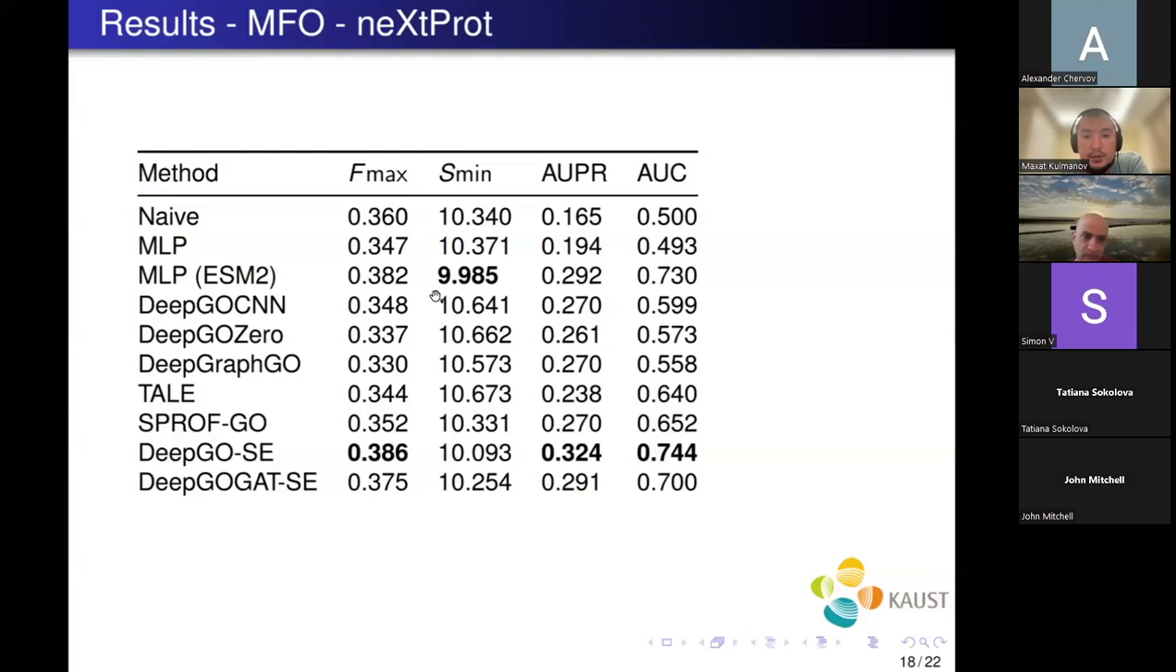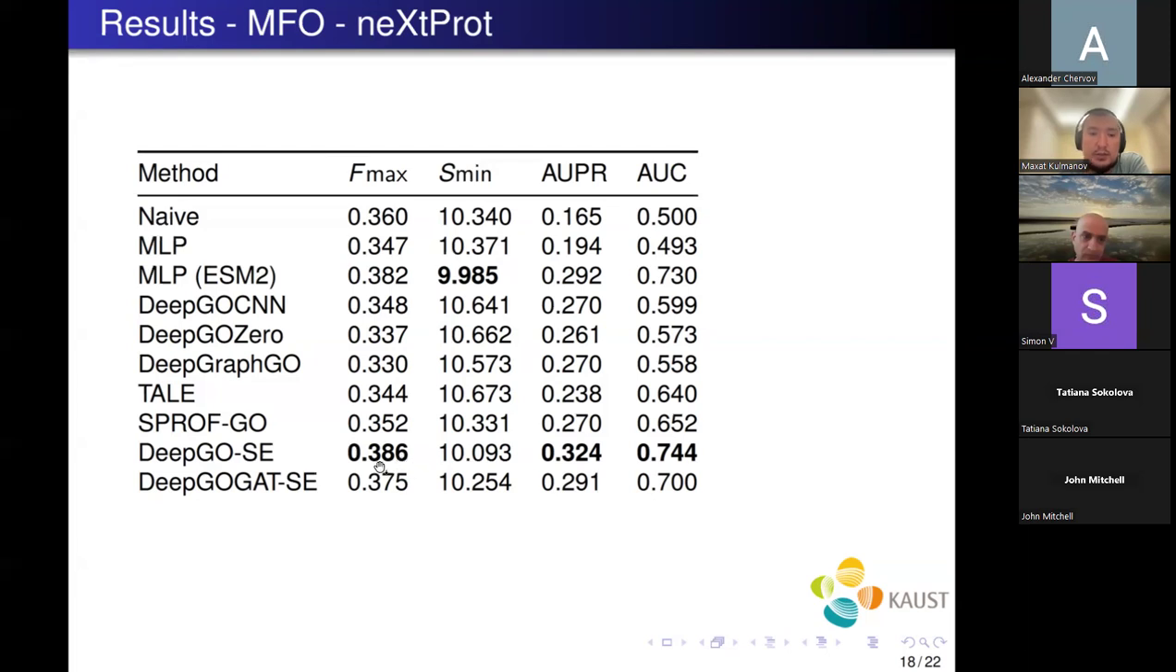They provided us their latest annotations at the time, and there were not many proteins, I think a few hundred, more than 200 proteins. We evaluated our method and compared it with other methods like SPROF-GO, TALE, and DeepGraphGO. We have shown that DeepGO-SE also has a good prediction, but it's not that much better than just using an MLP with ESM, for example.